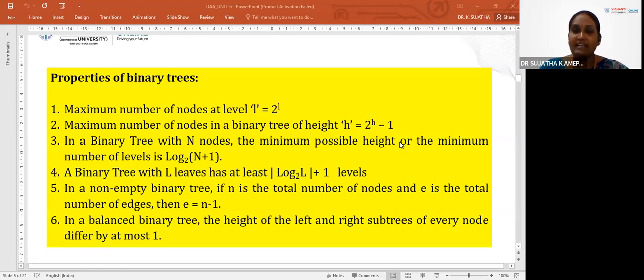In a complete binary tree, every level of the tree is completely filled except for the last level, which can be partially filled. That is, in a complete binary tree, all levels except the last level are completely filled. In a balanced binary tree, the heights of the left and right subtrees of every node differ by at most 1. All these are called binary tree properties.